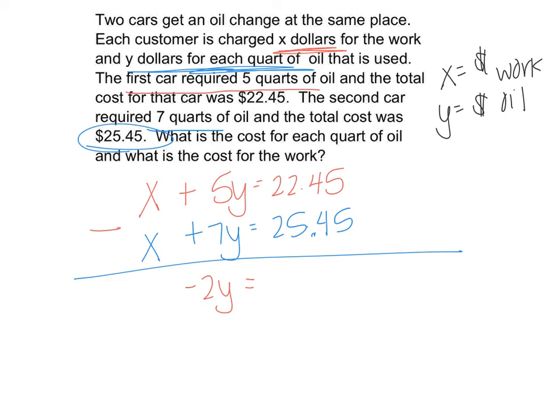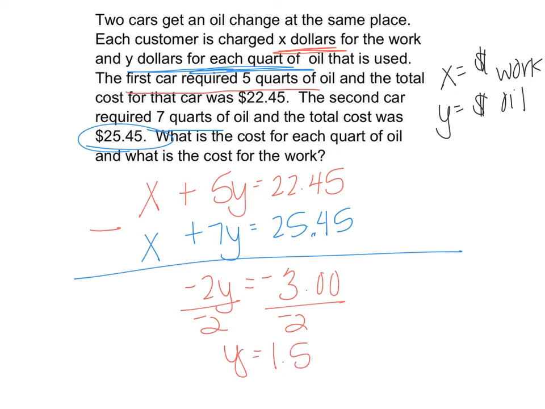$22.45 minus $25.45 gives us negative $3. Now you may be saying, wait a minute, we can't have negative money. We can owe money, but let's look carefully at this equation. To get y by itself, we're going to divide by negative 2 on both sides. And when we divide a negative by a negative, we get a positive answer. So we get y equals 1.5.